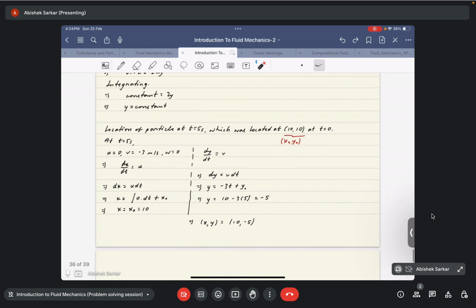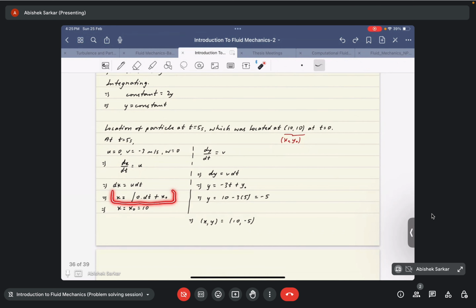For t equal to 5 seconds, the corresponding velocity field would be u equal to 0, v equal to -3 and w equal to 0, right? And the initial coordinates are also given here. So the equation of path line is given by this expression, right? We rearrange it to find the equation of path line as this, right?